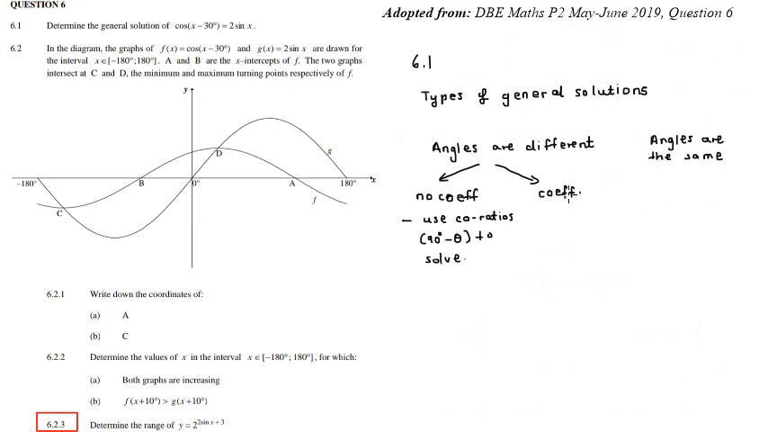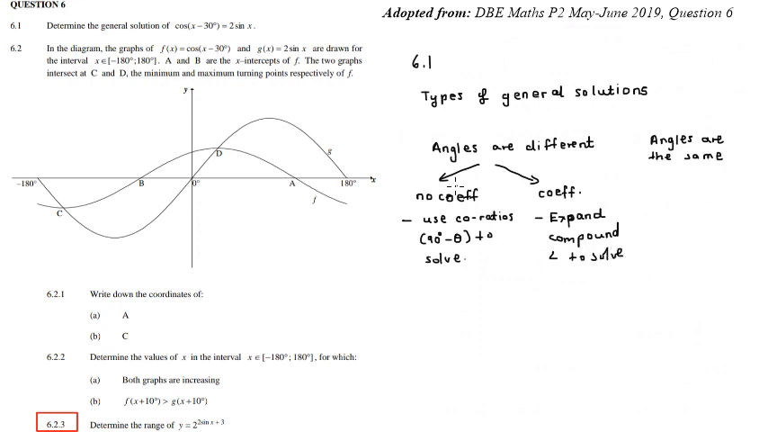If you do have coefficients, then our strategy is just to expand out. You understand what we mean by expand. Basically we're going to be expanding out a compound angle. So we have to expand the compound angle to solve.